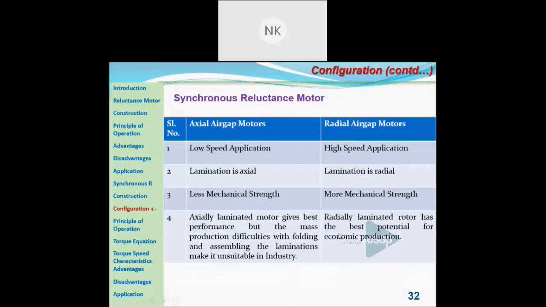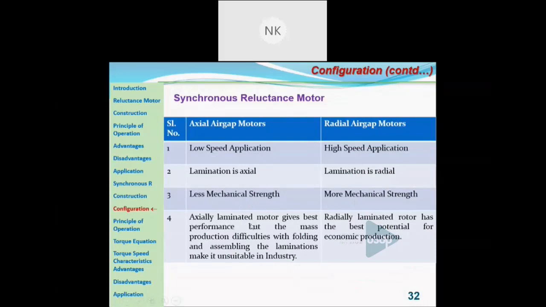And as we can see, the main comparison of the axial air gap motors and the radial air gap motors: axial is mainly used for low speed applications, and radial is for high speed applications. Here the lamination is axial, here the lamination is radial. And here it is having less mechanical strength, and here you are having more mechanical strength.